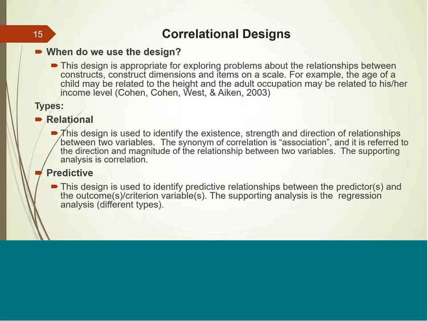For example, the age of a child may be related to the height, and the adult occupation may be related to his or her income. It's something also about causation here, and we're going to talk on the future slides, something that sometimes students tend to mistake. We have two types.